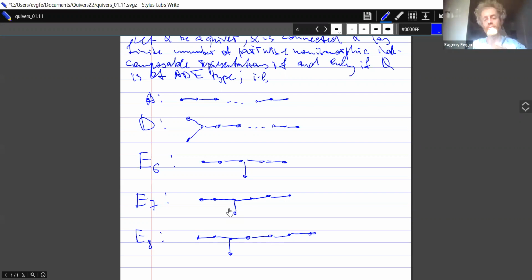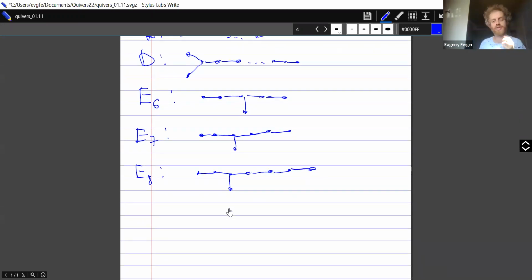In our case, we'll prove it using some geometry of quiver representations. And for that, let us start with discussing the object, which is of fundamental importance for us. This is the so-called variety of representations. So let me write it down.